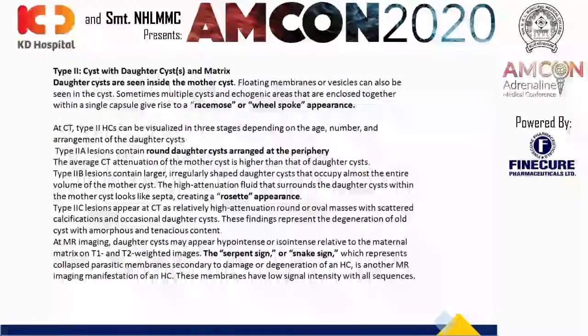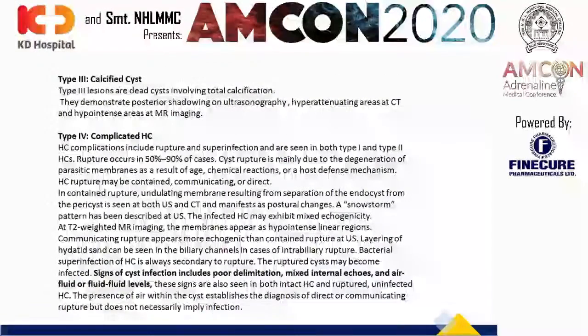At MR imaging, daughter cysts may appear as hypo or isointense relative to the maternal matrix on T1 and T2 weighted images. The serpent sign or snake sign, which represents the collapsed parasitic membrane secondary to damage or degeneration of the hydatid cyst, is another MR imaging manifestation of a hydatid cyst. These membranes have a low signal intensity in all sequences. Next.